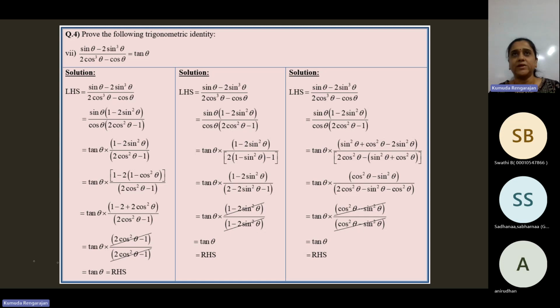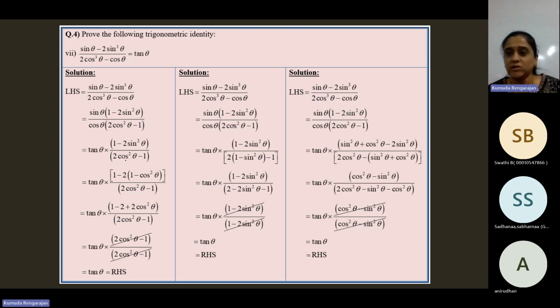What we've done is, the denominator we did not disturb. In the numerator, because the denominator has cos, the numerator also, instead of sine square theta, we write it as 1 minus cos square theta. Then when you work the denominator and numerator, they are the same. They get cancelled and tan theta is the result.